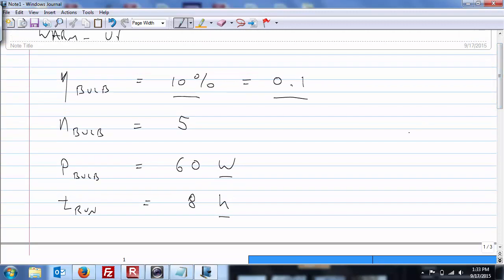Now, I want to take this opportunity to reiterate the fundamental equation of NRGY 101. And that equation is energy equals power times time, or power equals energy divided by time.